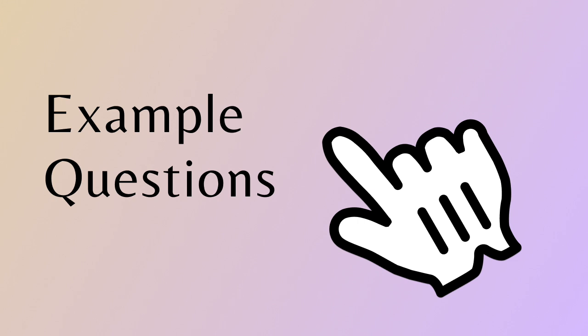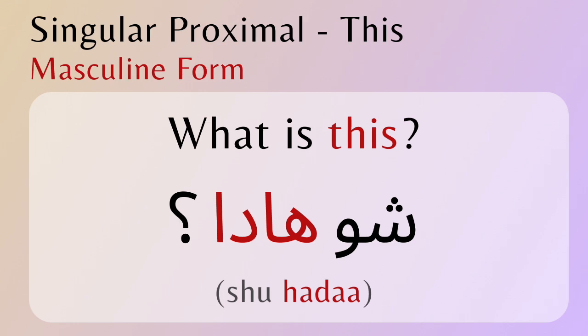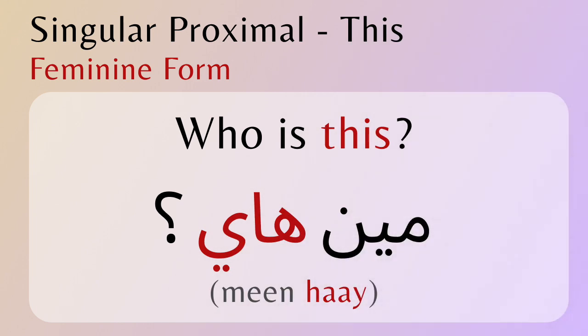Now we're also going to listen to some example questions using those pronouns. What is this? Shu hada. Shu means what or what is. Hada means this, and it's the masculine form. Shu hada. Who is this? Min hay. Min means who, and hay means this, and it's the feminine form. Min hay.